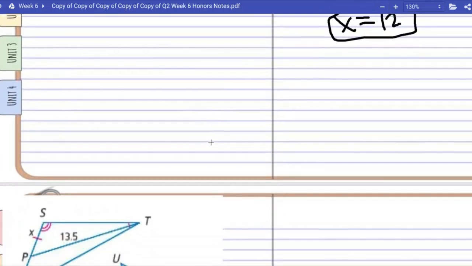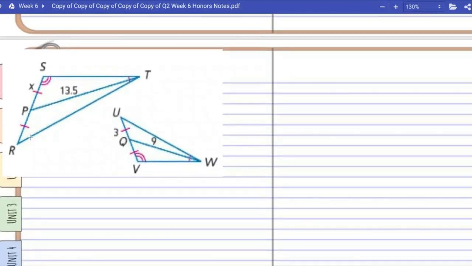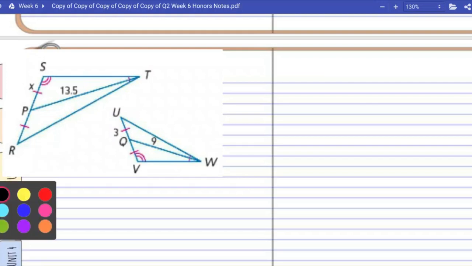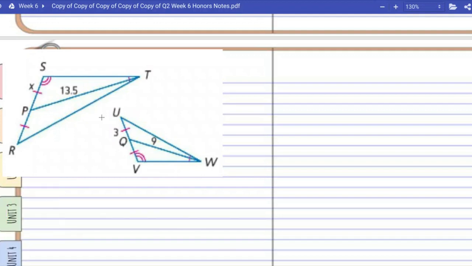So the next example is the same exact thing, except now you're given a median. I know these two triangles are similar to each other because I have two sets of angles that are marked. So by angle, I know these two triangles are similar. If I want to solve for x, I have my two medians, 13.5 and 9. I could take those two medians and make a fraction or a ratio out of them.